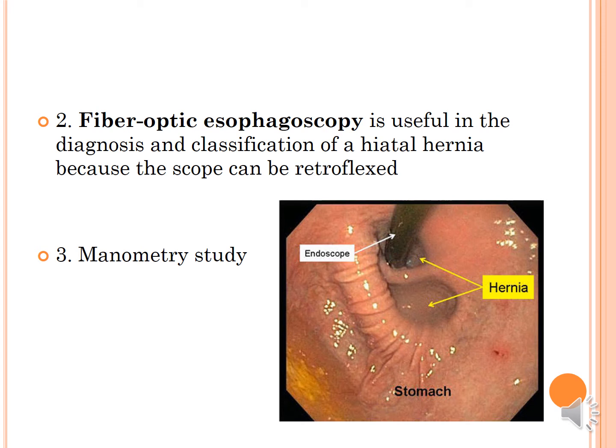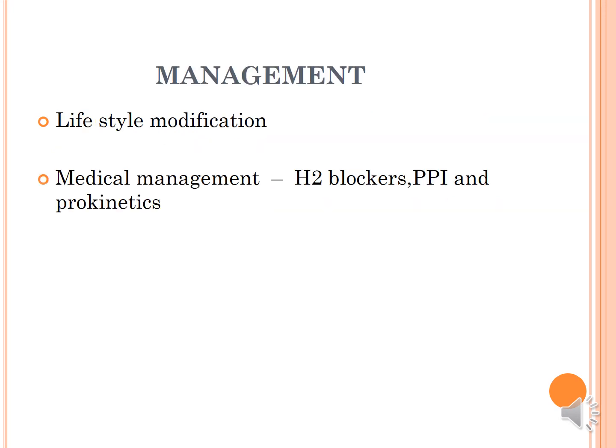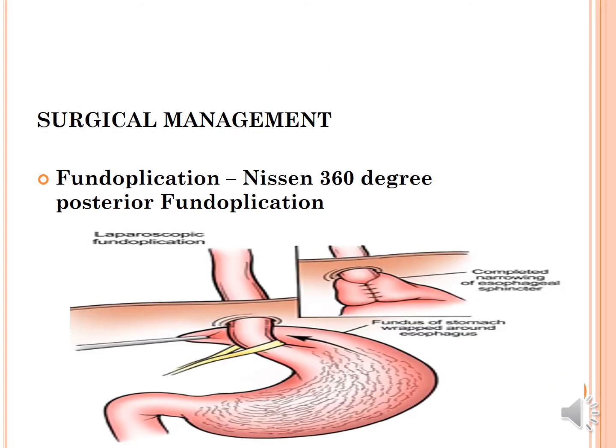Third one is by doing a manometry study, and management is by doing a lifestyle modification, and we can go with the medical management by giving H2 blockers, proton pump inhibitors and prokinetics. Surgical management is mainly fundoplication, and the surgery we do is mainly the Nissen's 360-degree posterior fundoplication.